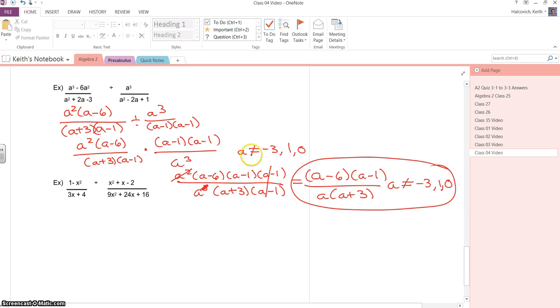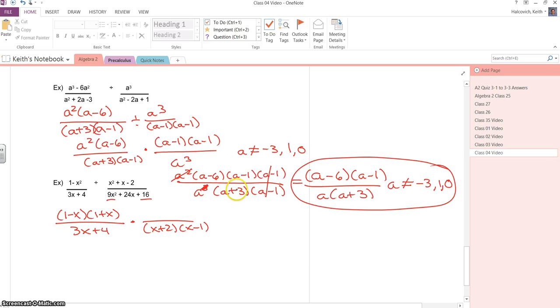All right, next, factor 1 minus x squared, so it's 1 minus x, 1 plus x. Then we're going to factor the numerator here to where factors of negative 2 that add to positive 1 are positive 2 and negative 1, and I'm going to multiply by the reciprocal. Here, when you factor, notice these are perfect squares.